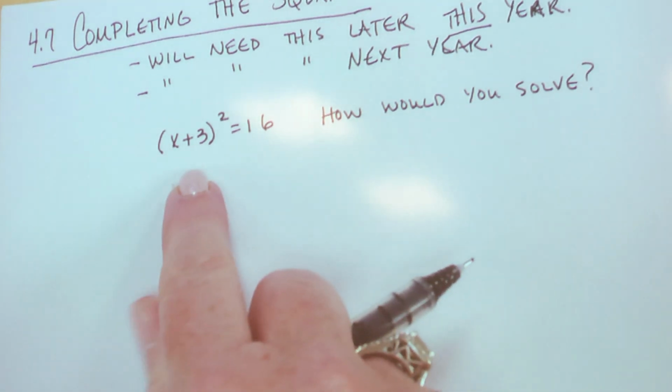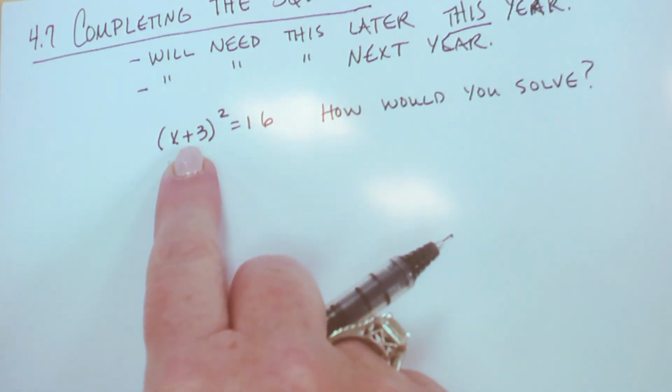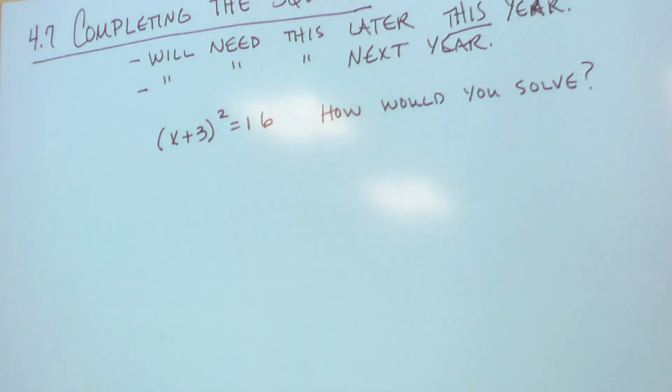Yeah, y'all, listen to me. First of all, some of you don't know how to square a binomial. Some of you square this and you get x squared plus 9. Is that right? No, people, no. It's x squared plus 6x plus 9. So, no, it is not. So, yes, I like the square root.